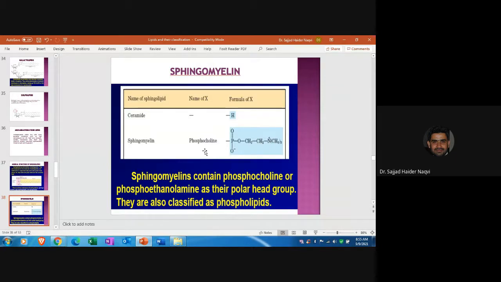So sphingomyelins contain phosphocholine here, or phosphoethanolamine, which is another molecule, as their polar head group, and they are classified as phospholipids as well. So it's pretty much clear that the ceramide is the basic structure, where you've got X molecule, and this X is substituted by either phosphocholine, or it is substituted by phosphoethanolamine. So they've got a phosphate group in that, and that's why classified as phospholipids as well.